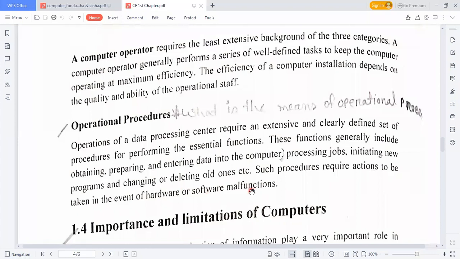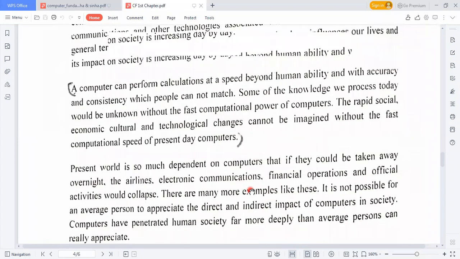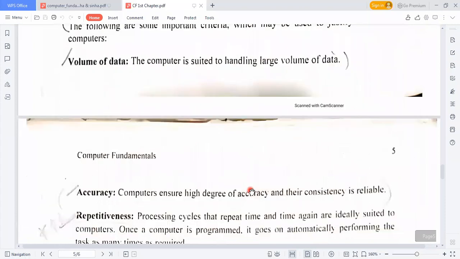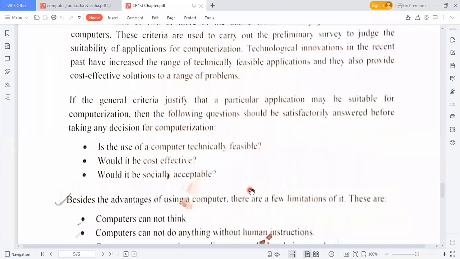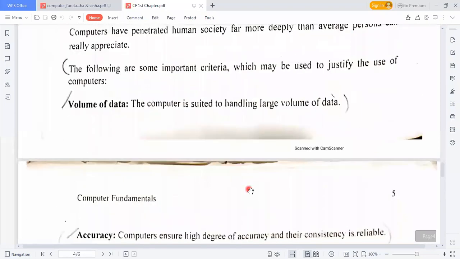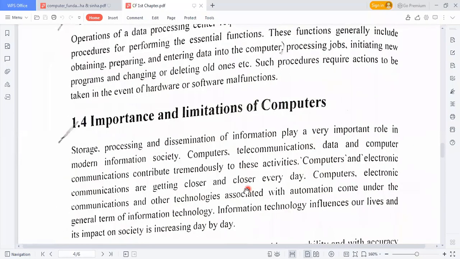So the importance and limitations of computers, we have studied about this. So I am not reading now. You must know about the advantages and limitations of a computer.